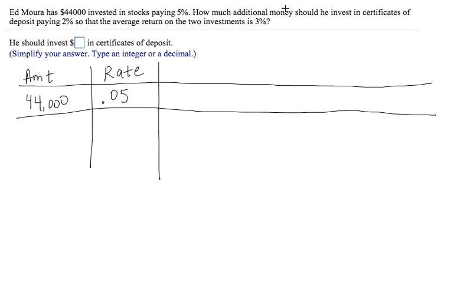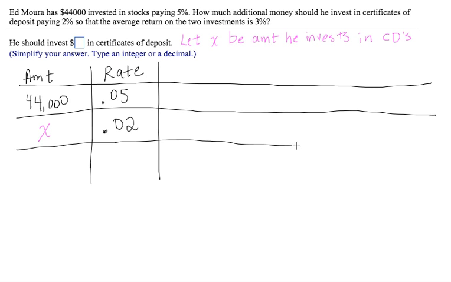He wants to invest some additional money in CDs. Now, that's what we are trying to find because it says he should invest blank dollars in certificates of deposit. So I'm going to define our variable. Let X be the amount that he invests in CDs. That's what we're trying to find. So X would go there. And we're looking at CDs that earn 2%, so 0.02. Okay, and we want the average return on the two investments to be 3%. Okay, so we'll get to that in a minute.